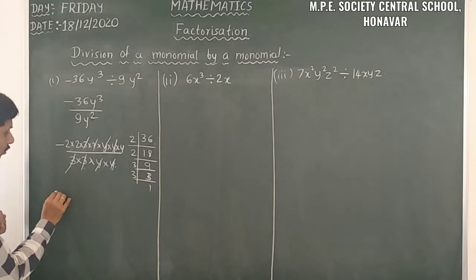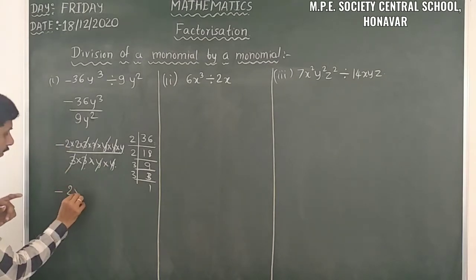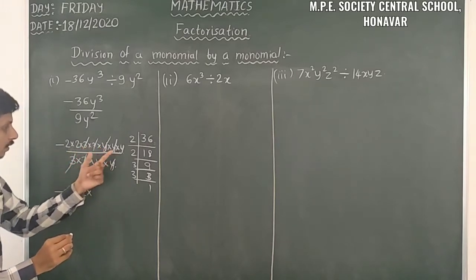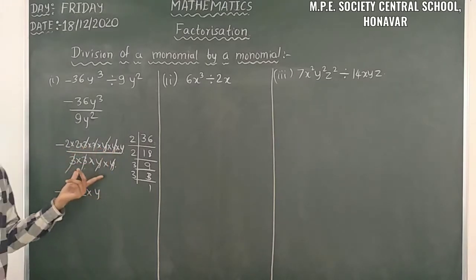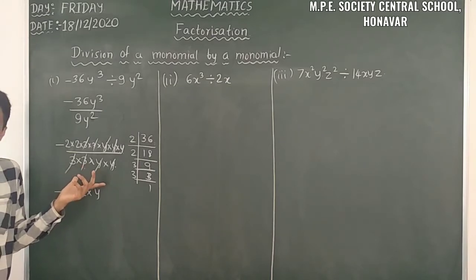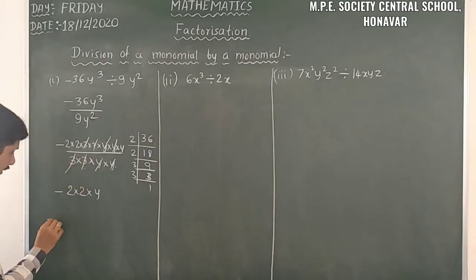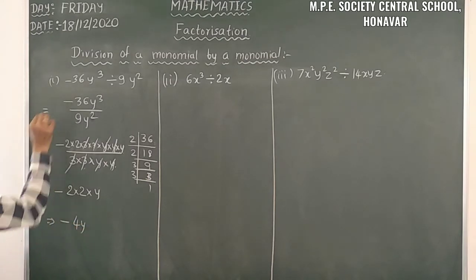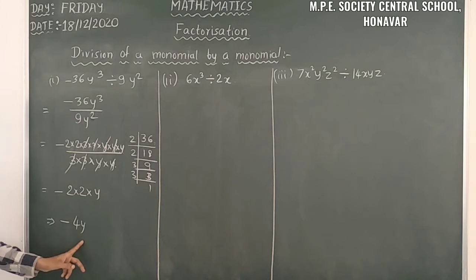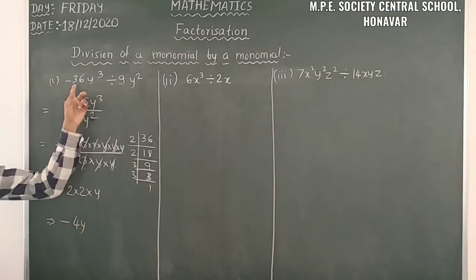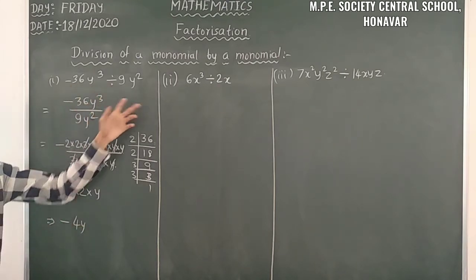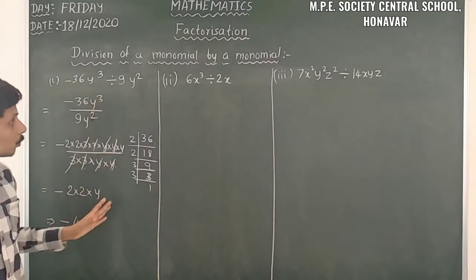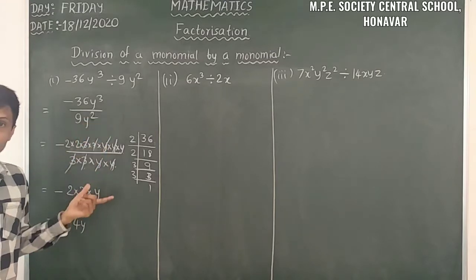What remains here? Minus 2 remains, and 2 remains, and one y remains. In the denominator, is there anything remaining? No. So the answer is minus 4y. So what is the answer of minus 36y cube divided by 9y square? It is minus 4y.